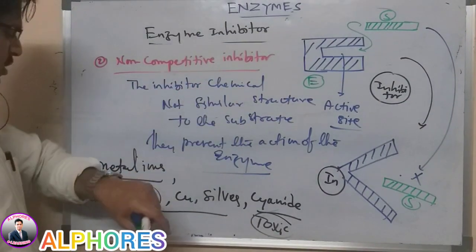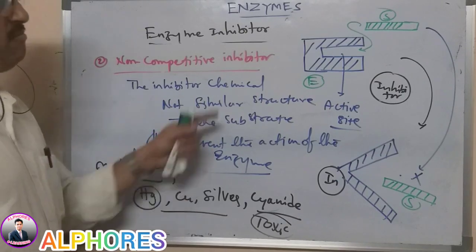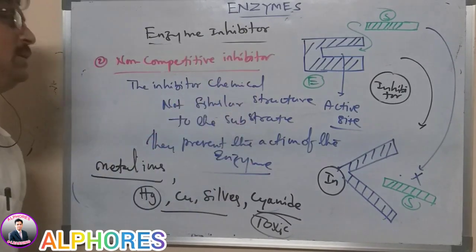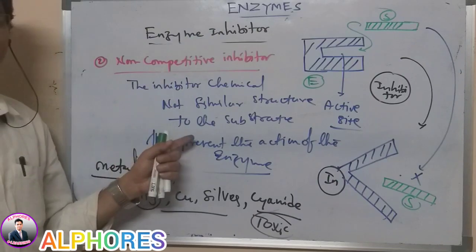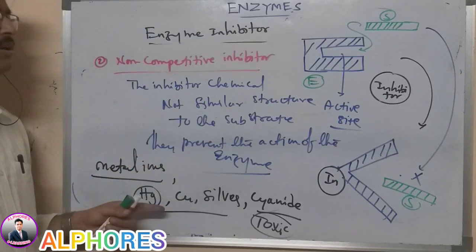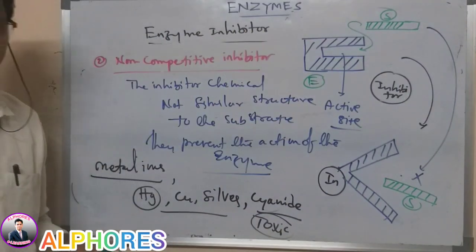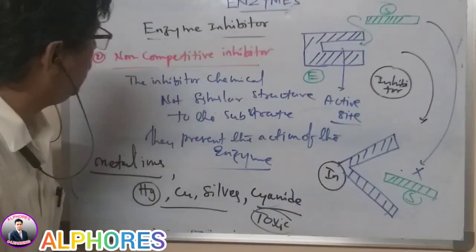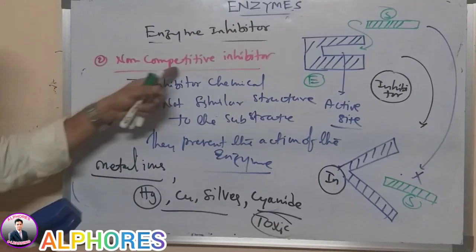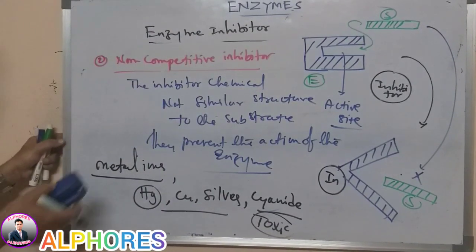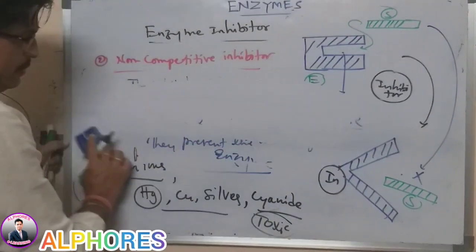In this way, they prevent the enzyme function. That's why they are called inhibitors. They do not allow the enzyme to perform its catalytic activity. Enzymes are losing their active sites due to these non-competitive inhibitors. That is the reason this is called one of the varieties, the non-competitive inhibitors. In this way, the enzyme action can be prevented.